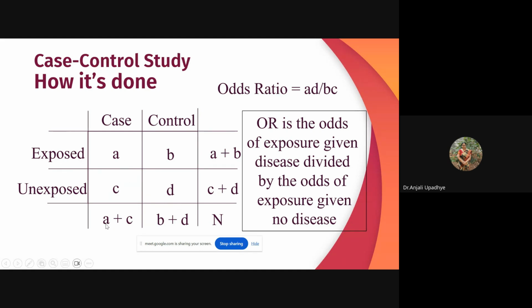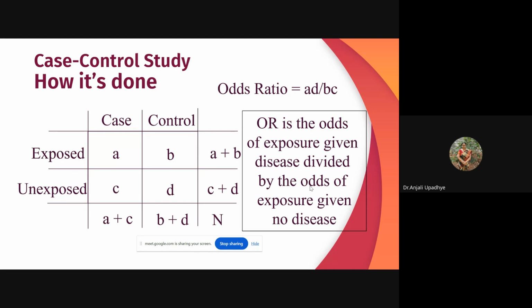The total cases are A plus C. Total controls are B plus D. Total exposed are A plus B, cases and controls both. Unexposed are C plus D. So the odds ratio is AD upon BC. It is the odds of exposure given the disease, divided by the odds of exposure in the controls.